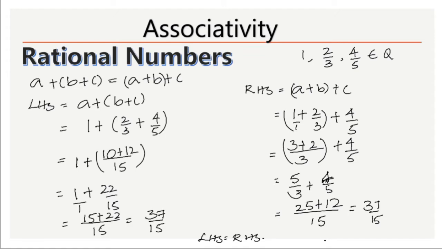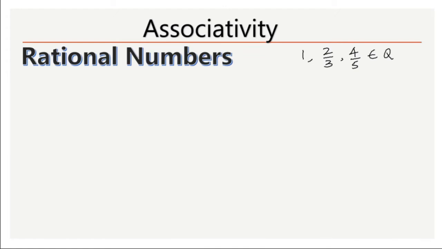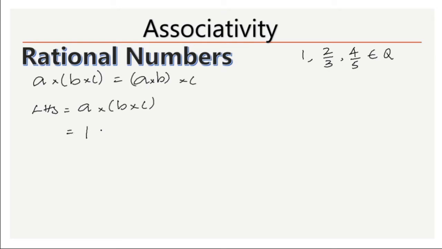Let's look at the multiplication. With the same example of numbers, we'll consider the multiplication. I need to verify (a into b) into c is equal to a into (b into c). Let's take the left hand side. The left hand side is a into b into c. A value is 1, b is 2 by 3 into 4 by 5. When 2 by 3 and 4 by 5 are multiplied, we are going to get 8 by 15 and the product becomes 8 by 15.